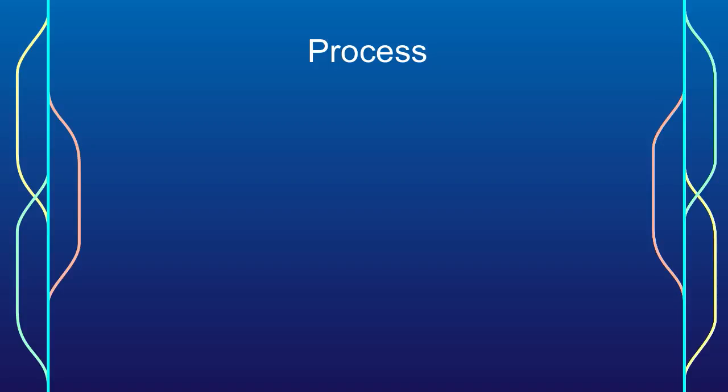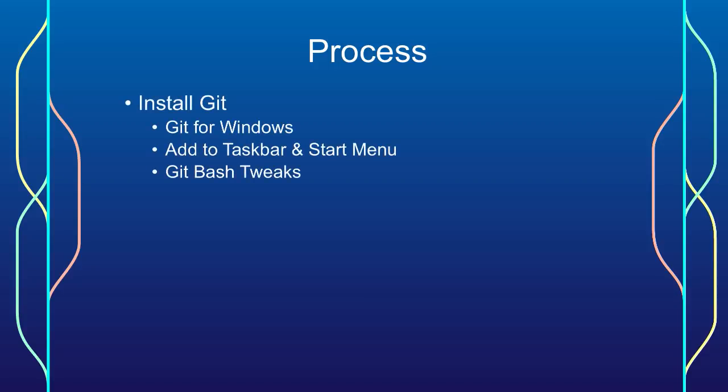My general process is going to be to start off by installing Git. We'll be using Git for Windows, which is from the official Git website. We'll be adding our Git Bash to the taskbar and to the Start menu. Git Bash is a little program that comes with Git for Windows. And speaking of Git Bash, we'll be making a few tweaks to that since it's going to look really, really small on my screen starting out.